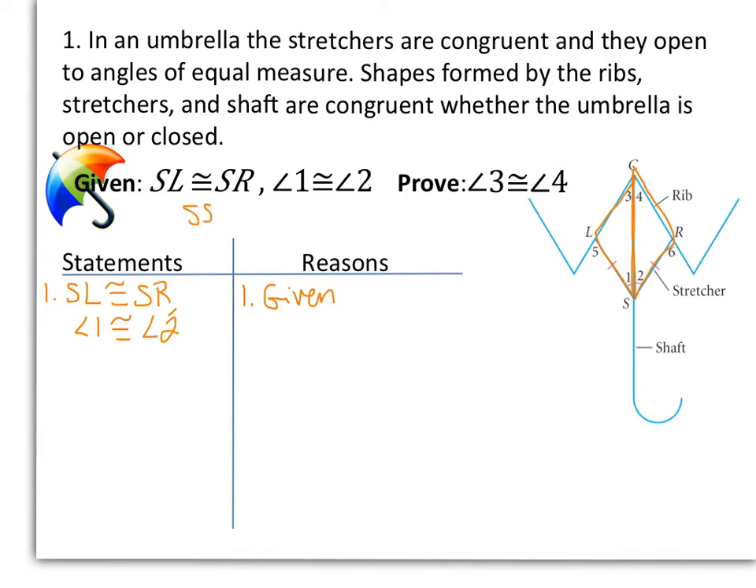Alright, so think about our theorems for proving triangles congruent. Remember we had SSS, side, side, side. We had side, angle, side, we had angle, side, angle, and we had angle, angle, side. So right now I have one pair of congruent sides and one pair of congruent angles. So I either need another side or another angle. Well, if you notice, our two triangles share that middle side, CS. So I can say CS is congruent to CS by the reflexive property of congruence.